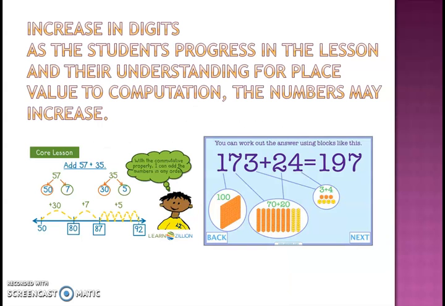So increase in digits as the students progress in the lesson and their understanding of place value to computation. The numbers may increase. Here we have a problem that has double-digit numbers. Now 57 has been broken down. We can see the ones place value and the tens place value. Understanding place value can help students with computation. Students can begin to group the numbers in order to find the solution.